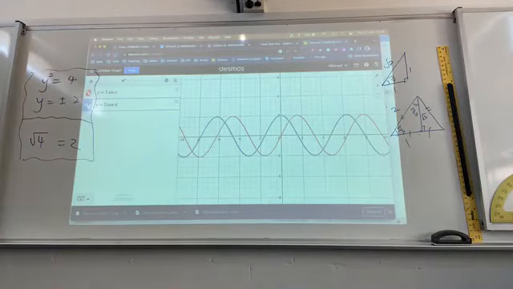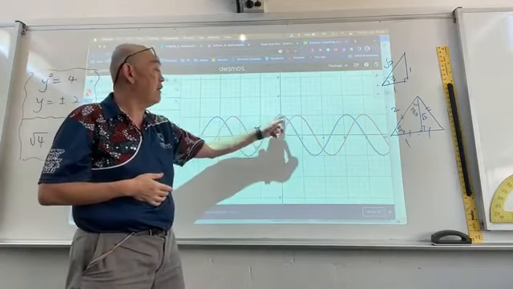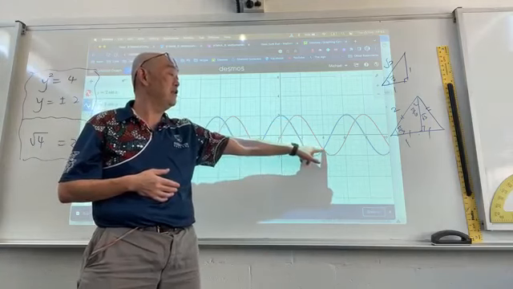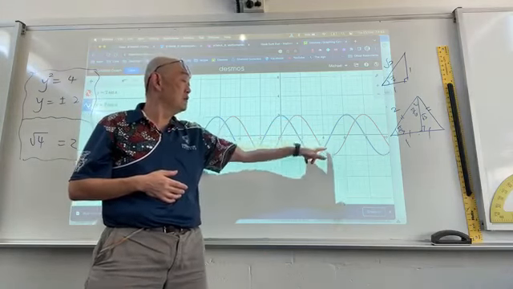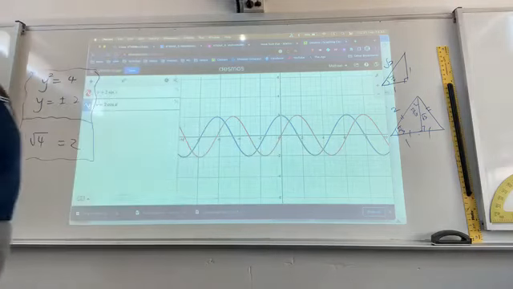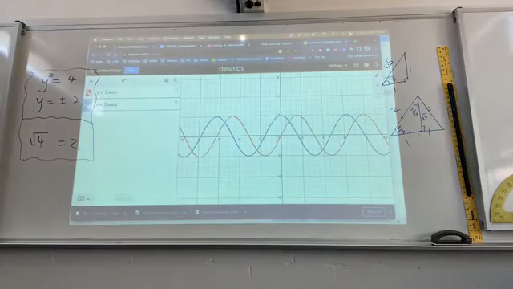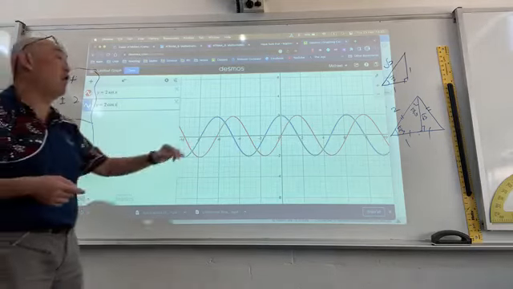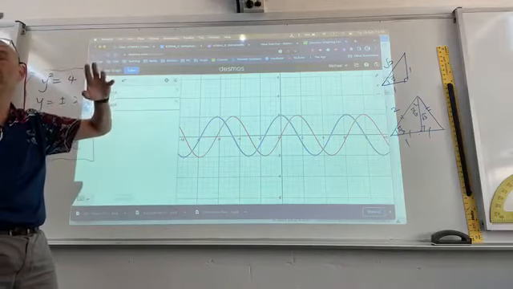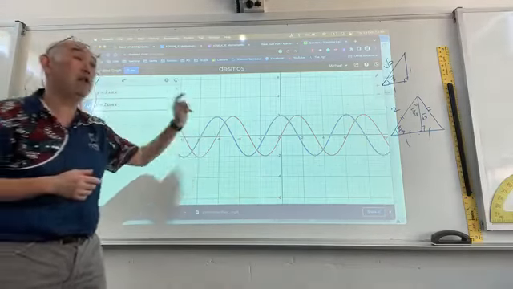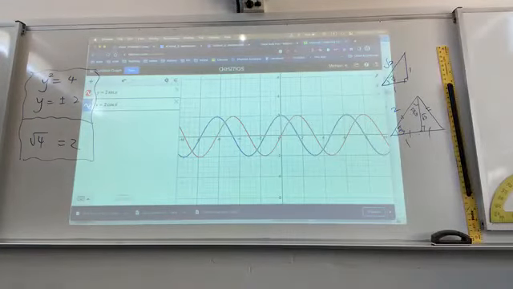Find the instantaneous gradient at this point for sine x and for cos x, and then show that multiplication of m1 times m2 is not minus 1. That's important. You must recall gradient 1 times gradient 2: if it is minus 1, that is perpendicular. No, it is not. I am showing you, you got to work it out.